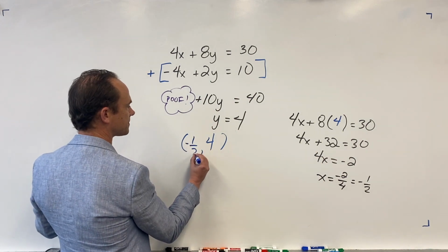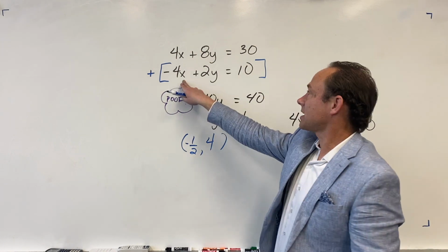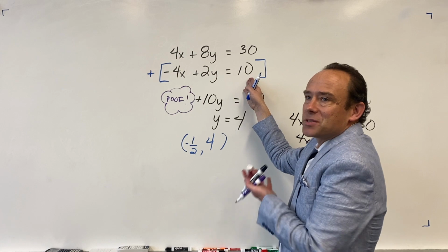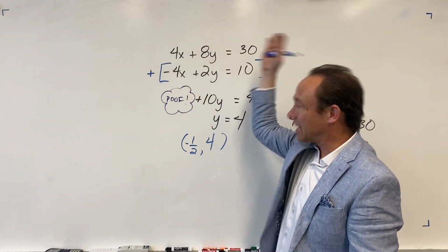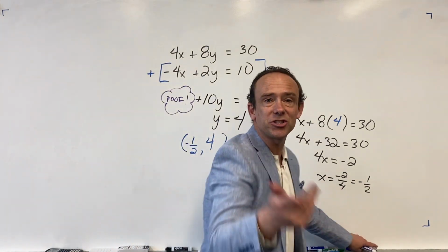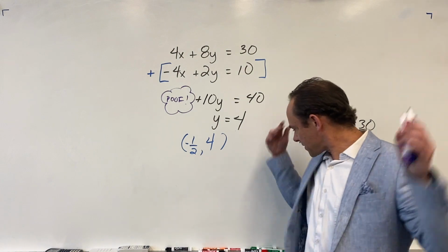All right. So in both equations, if you make x negative 1/2 and you make y 4, it should equal whatever it's supposed to equal. In the bottom one, it'll equal 10. The top one, it'll equal 30. You don't believe me out there? Just try it. That's how you check your answer. Yeah, let's check our answer. Hey, what the hell? We'll do it fast.